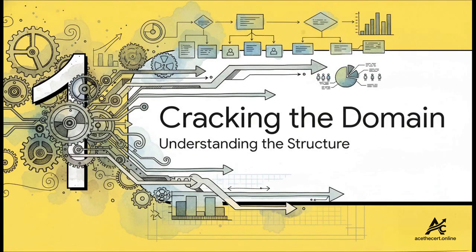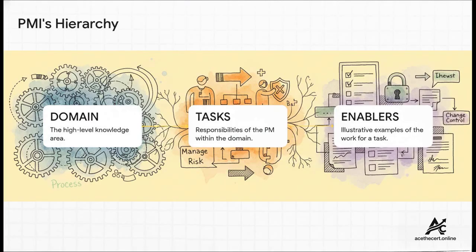To really get a handle on the process domain, you've got to understand how the PMI actually structures all of this content. The whole exam is basically built on this simple hierarchy. At the very top, you have the domain. In our case, that's process. Inside that, you have tasks. These are the big responsibilities of a project manager, things like manage risk. And then supporting those tasks, you have enablers, which are just concrete examples of the work, like implementing a change control process. So for the exam, just remember it like this. Domains are the what, tasks are the how, and enablers are the with what. It's a really powerful way to frame everything.